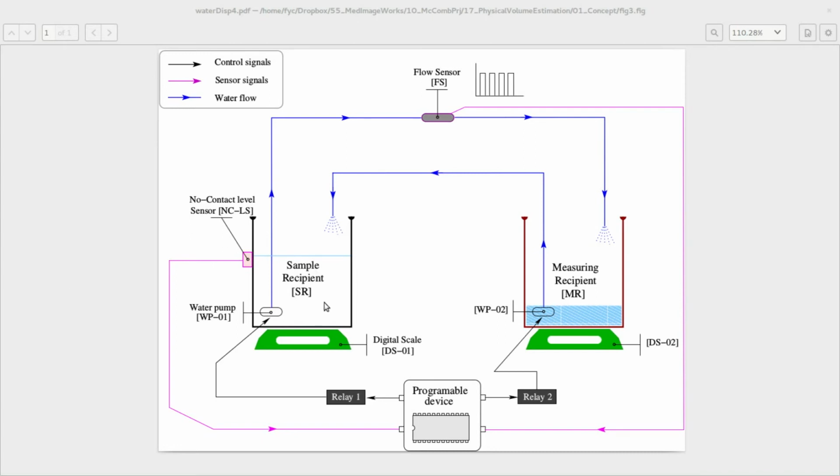While the system pushes water, the flow sensor is producing pulses that are read by the programmable device. It is done. The volume of the displaced water is equal to the volume of the sample, and we know how much water has passed through this pipe by counting the pulses produced by this sensor.